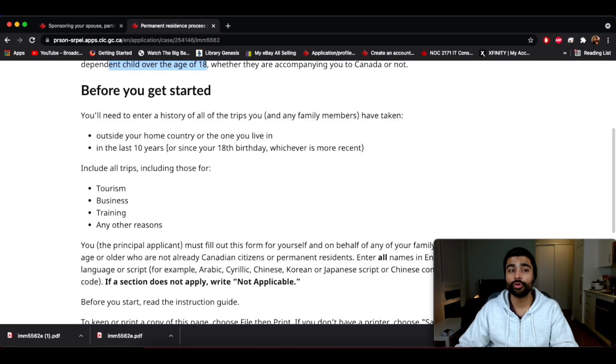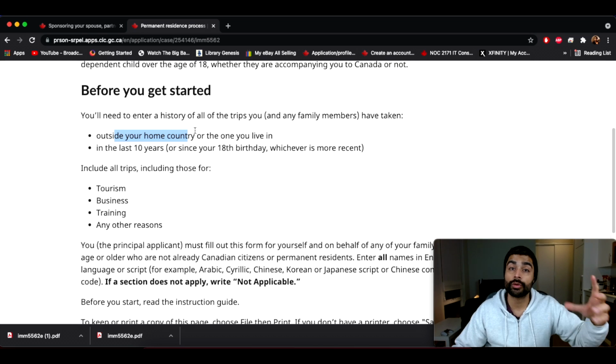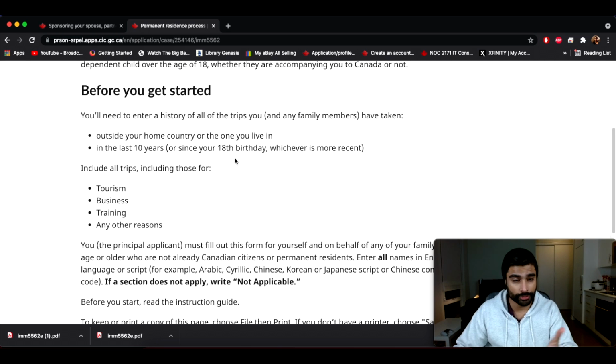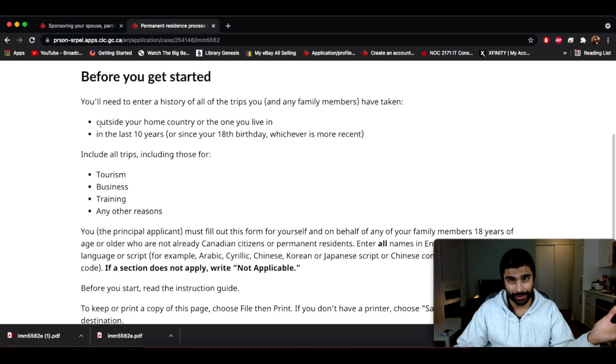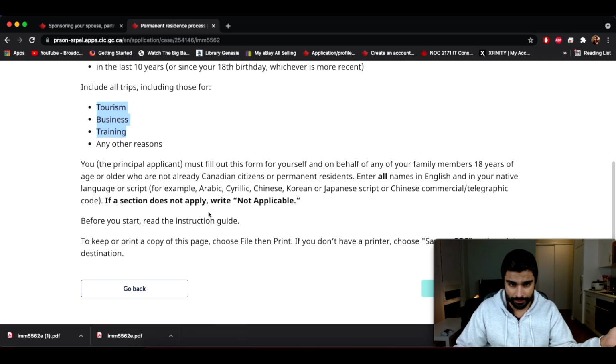So basically you will have to fill information for all your trips that you've taken outside your home country, in this case outside of India for the applicant, in the last 10 years or since your 18th birthday, whichever is more recent. So this is fairly straightforward. And then you'll include the reason for all those trips. Examples are given right here, fairly straightforward.